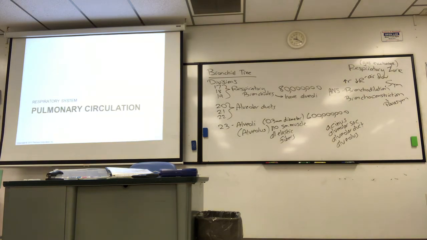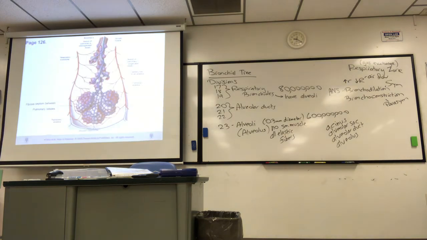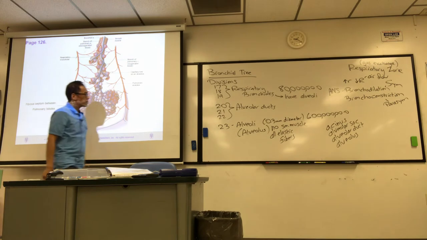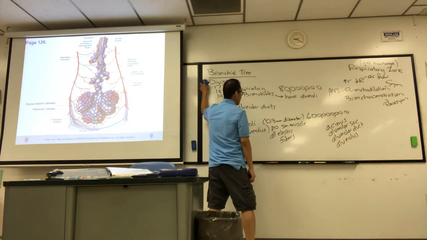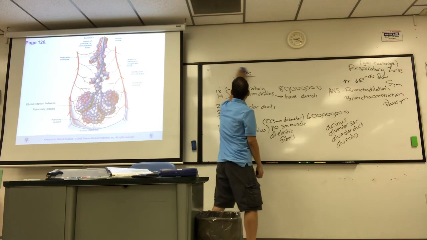All right, let's look at that same picture and talk about pulmonary circulation. Here they've shown you the respiratory zone. The blood vessel is all over it, so you can see how gas is exchanged.